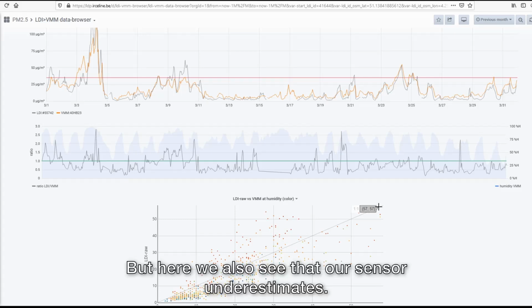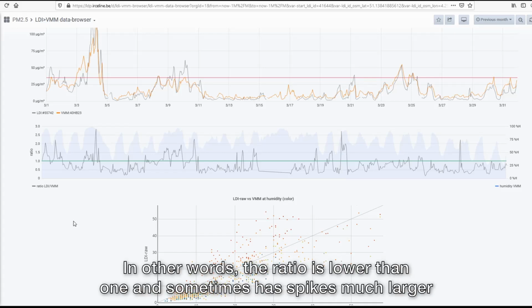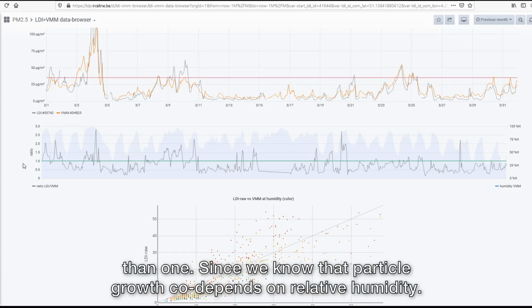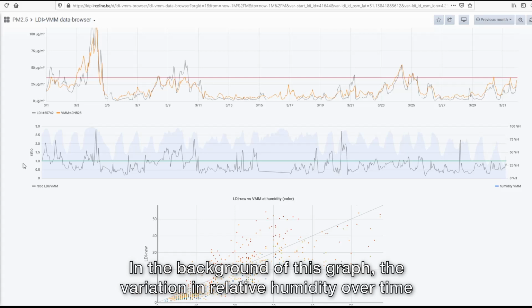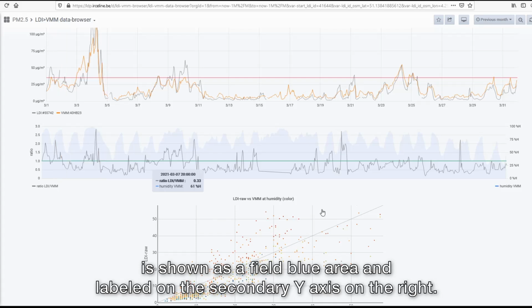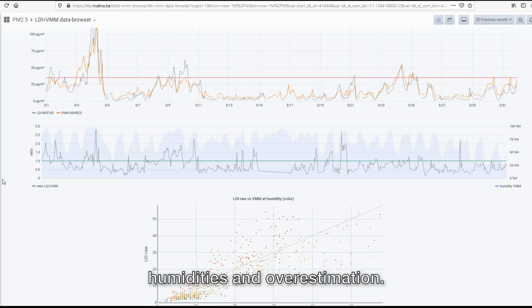But here we also see that our sensor underestimates. In other words, the ratio is lower than 1 and sometimes has spikes much larger than 1. Since we know that particle growth co-depends on relative humidity, in the background of this graph, the variation in relative humidity over time is shown as a filled blue area and labeled on the secondary y-axis on the right. There does not seem to be a clear relation between higher relative humidities and overestimation.